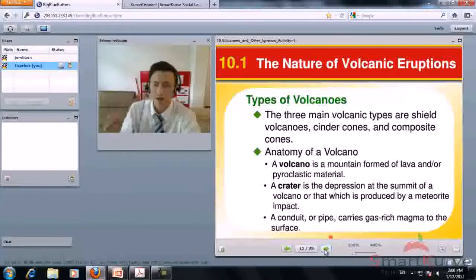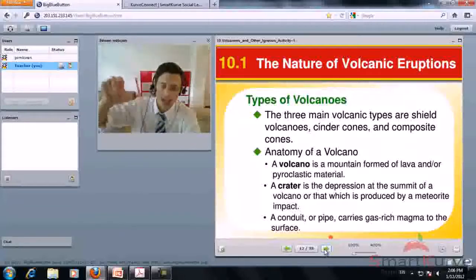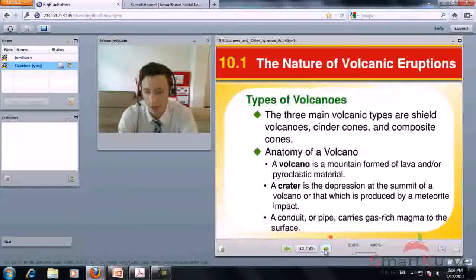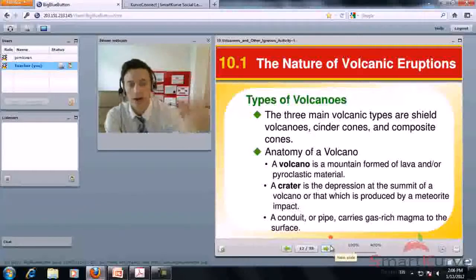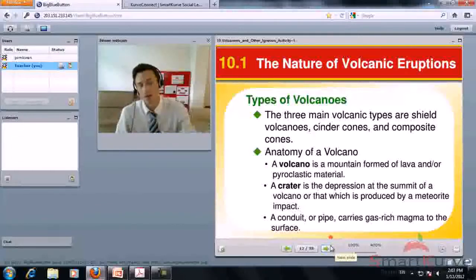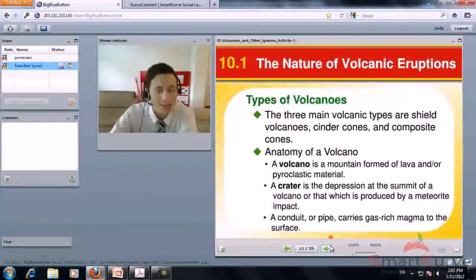The basic term. A volcano is a mountain that is formed of lava or pyroclastic material. So I talked about Mount Fuji, all those lapilli, the pyroclastic material. Mount Fuji is a volcano. Then the crater is that depression at the summit, or that which is produced by meteorite impact. We use that word crater either to describe the top of a volcano or what happens from a meteorite. Don't worry about the meteorites right now. That's a completely different lesson.